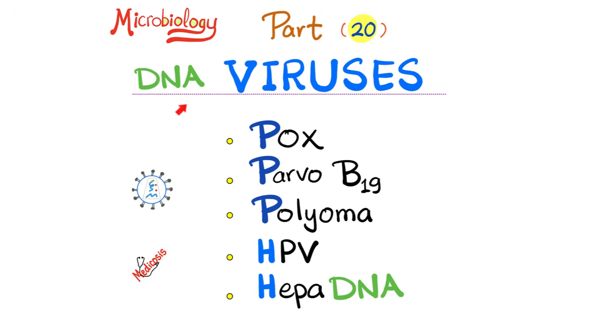Today we'll talk about more DNA viruses, particularly Poxviridae, Parvoviridae, Polyomaviridae, Papillomaviridae, and Hepadnaviridae. If you don't want to say viridae, say virus. Pox, parvo, polyoma, HPV, and hepadna. Don't ever forget that hepadna is a DNA virus. I mean, it's written in the name. The rest of them are also DNA viruses. Let's start with the pox virus family.